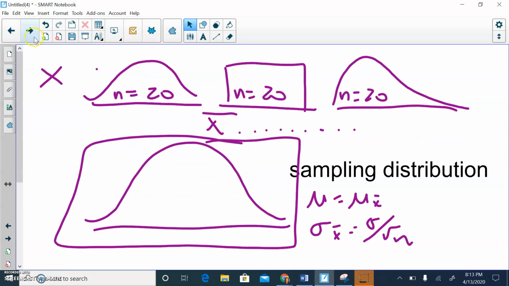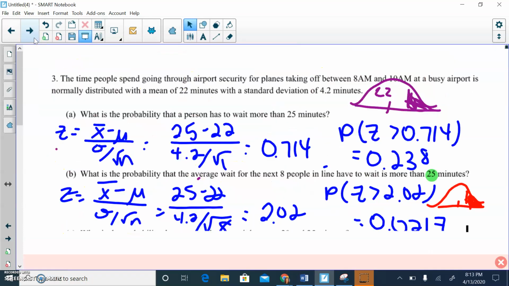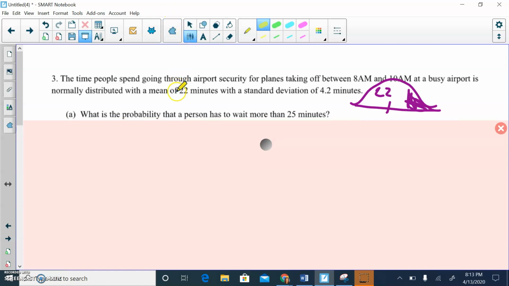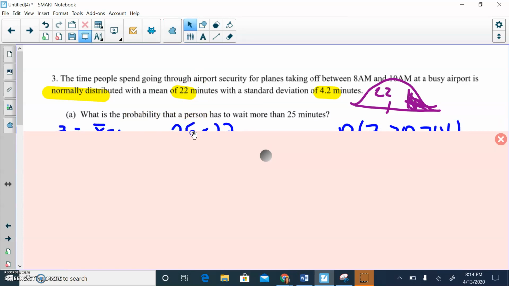Go ahead and flip it to the back page, and we have one more example. This one is looking at the time people spend going through airport security. Once again, highlight the important information: the mean and standard deviation for the amount of time. It does tell us it's normally distributed, so that's nice because we don't have to check our sample size. And we want to know the probability that they have to wait more than 25 minutes.